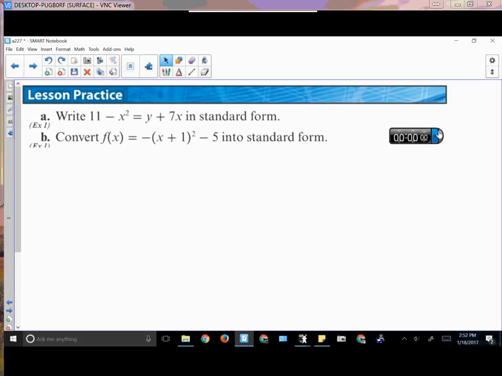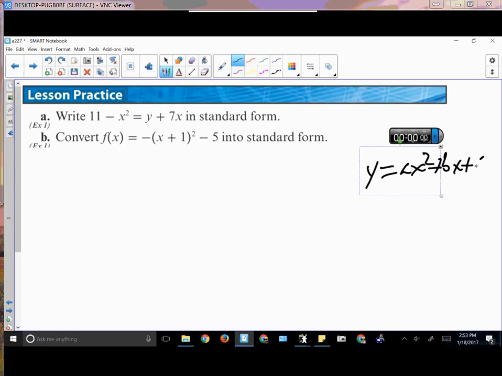All right, I'm going to do the first one. Now, the object of the game here is to make sure that you have it written in standard form. Well, that's y is equal to ax squared plus bx plus c. I got a question for you. It doesn't matter which side of the world the y is on. No. Doesn't matter at all.